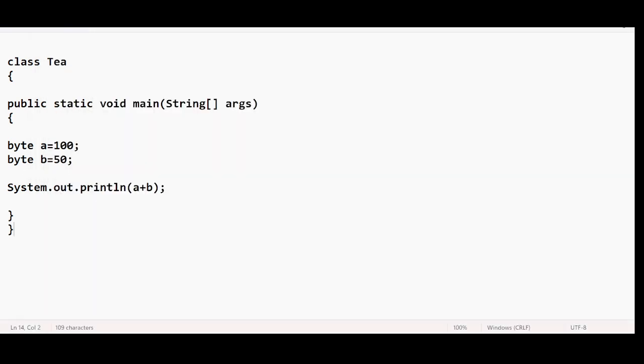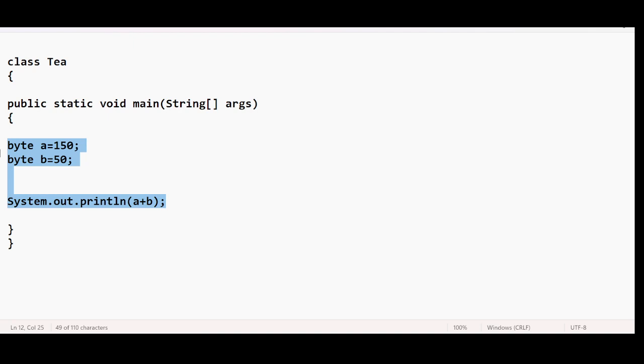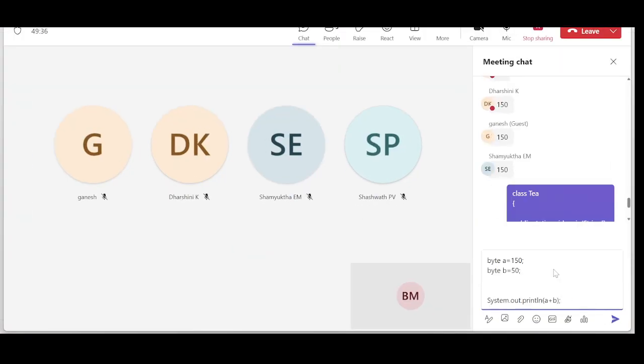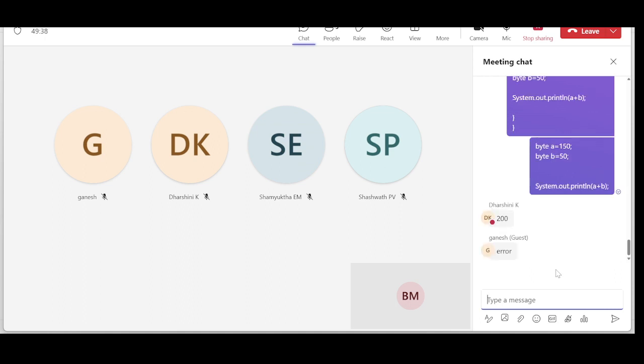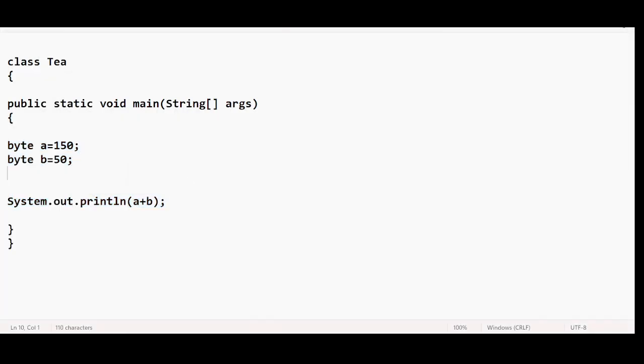Okay, 150. So now the second question is byte A equal to 100, byte B equal to byte A equal to 150. Now tell me what would be the answer, possible answer. Error. The answer is error. Exactly. Why error? We must understand that.